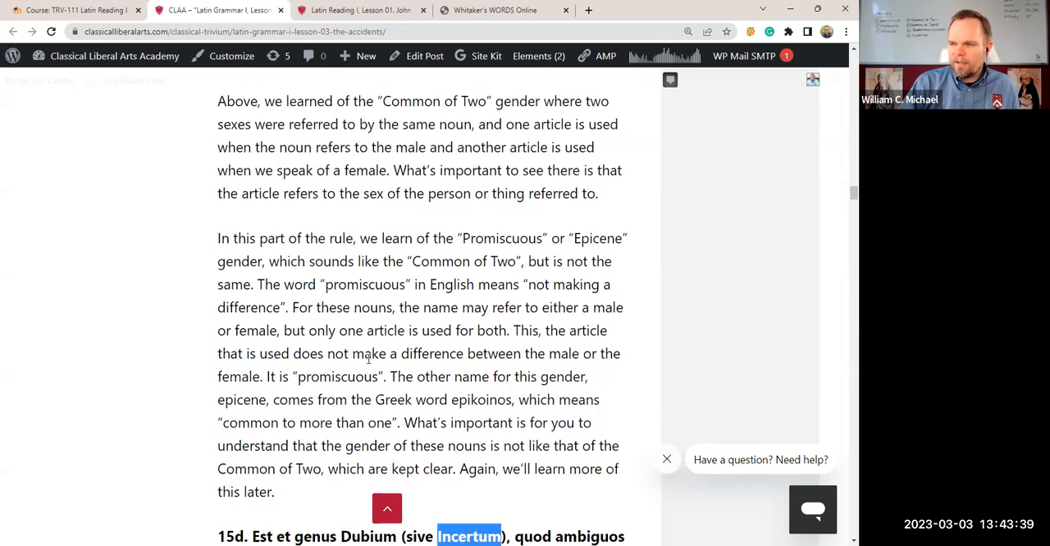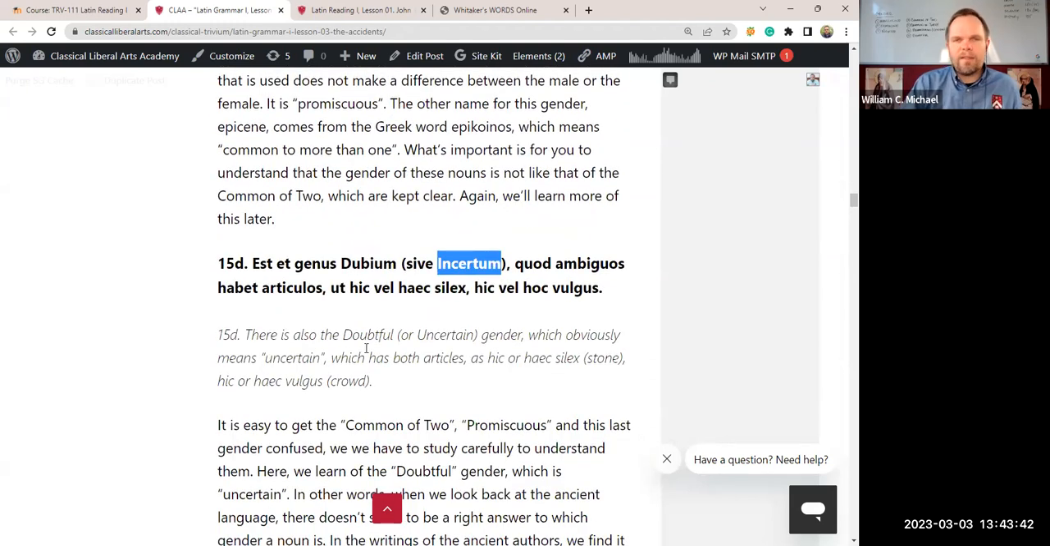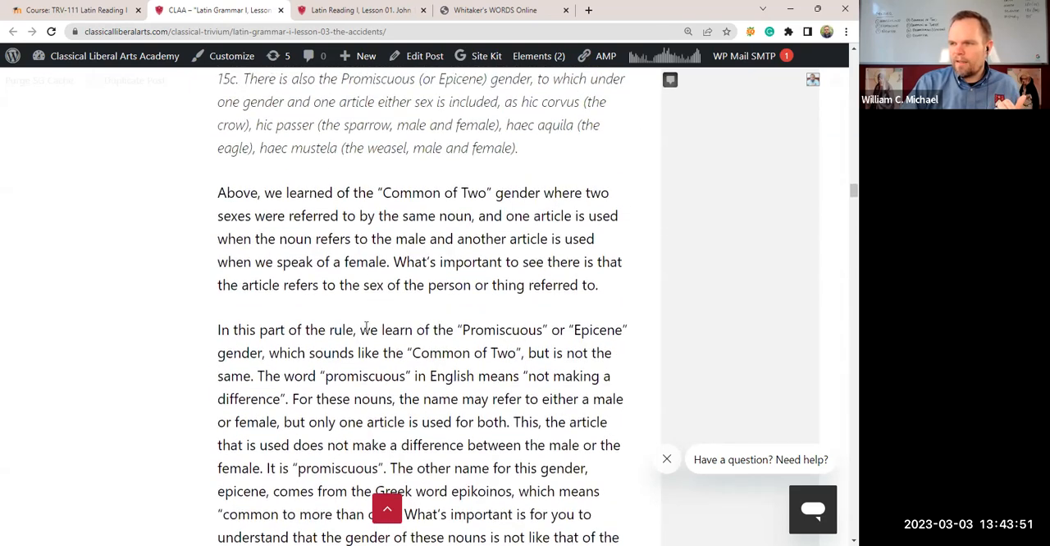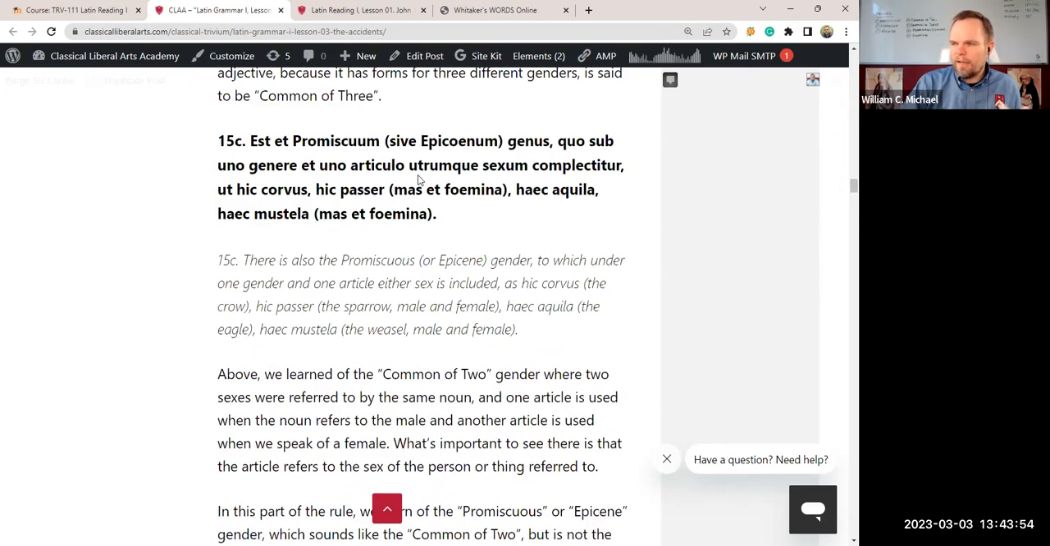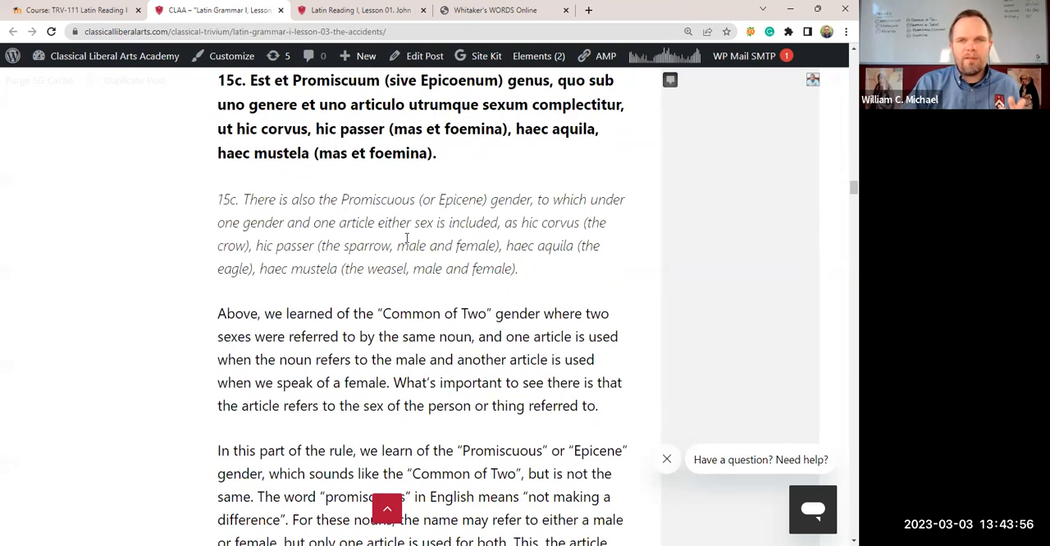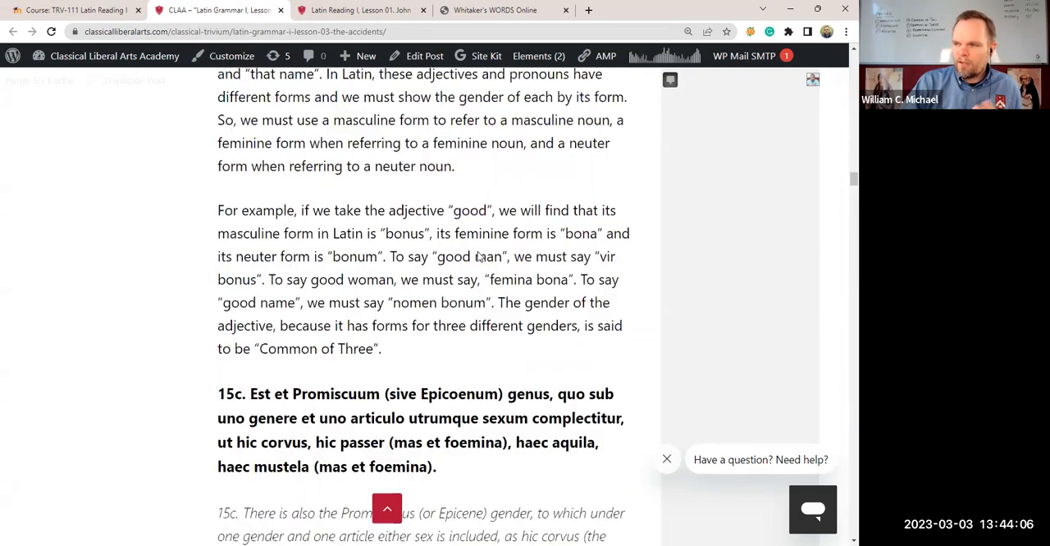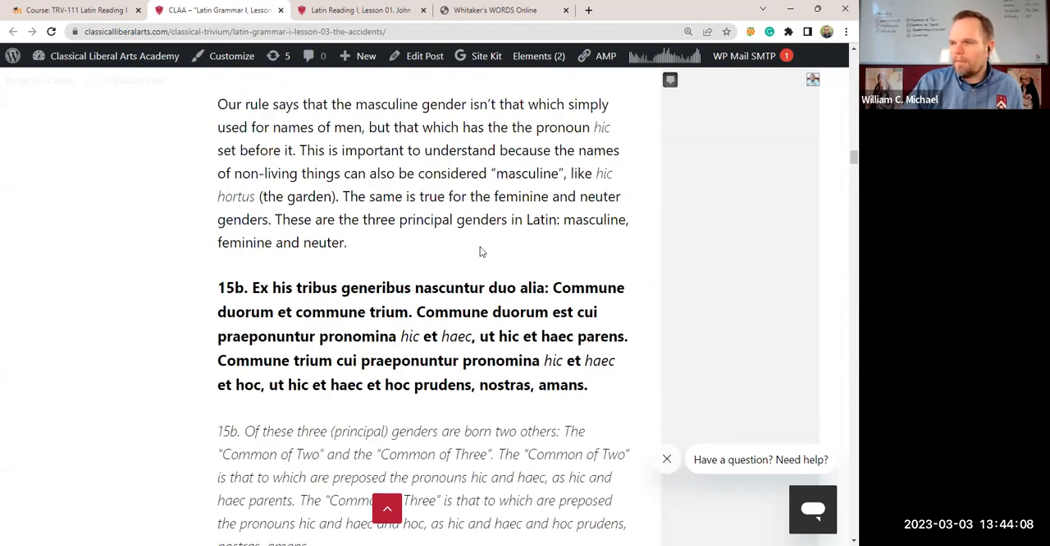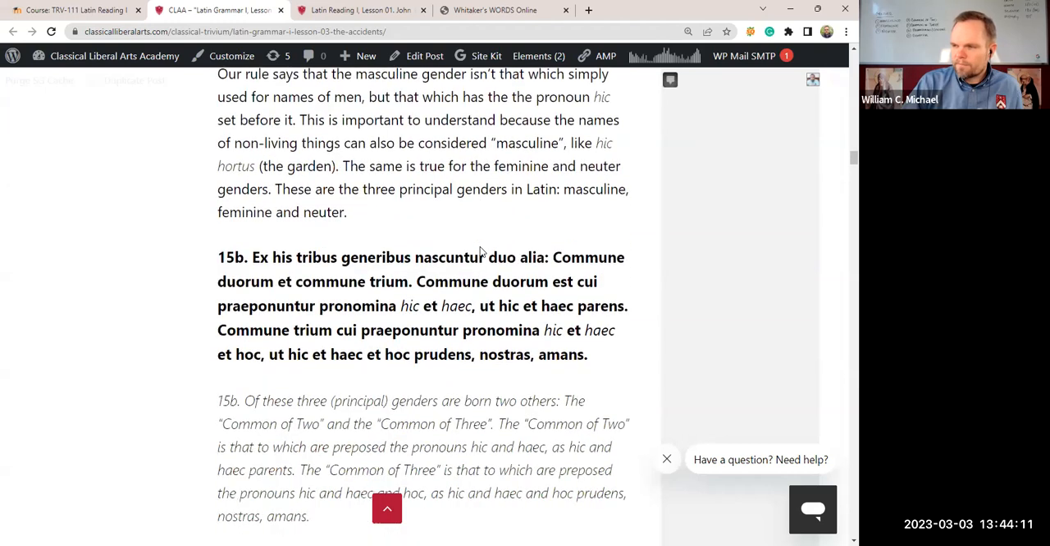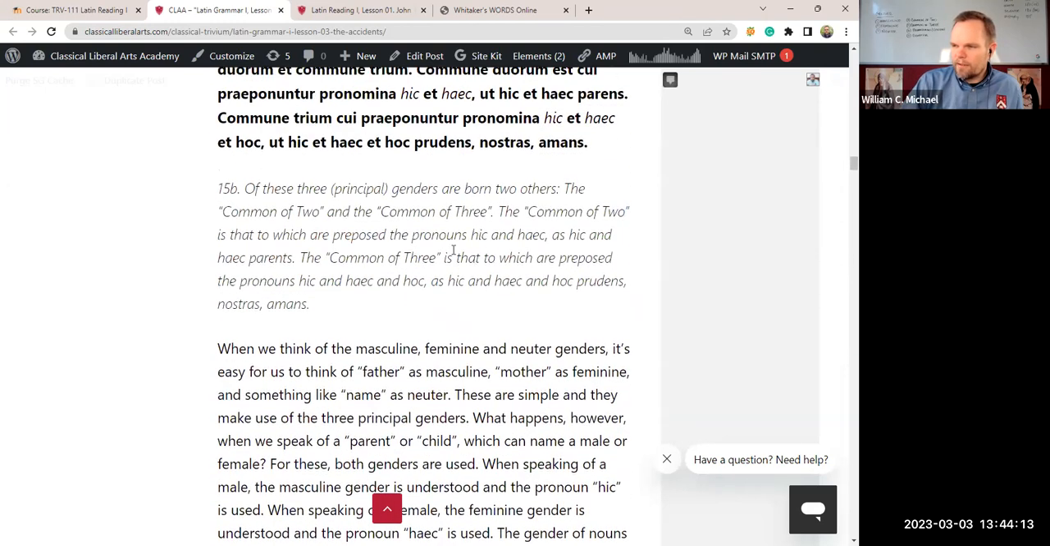All right, so we've got a total of 7 different possible genders. We've got masculine, feminine, neuter, common of 2, common of 3, and then we've got epicene, and lastly, doubtful. So we've got 7 possible genders in Latin, but really there's only 3, masculine, feminine, and neuter, and the rest are combinations of them, okay? So let's try to figure out what exactly we mean by common of 2 and common of 3. Let's read this together here.